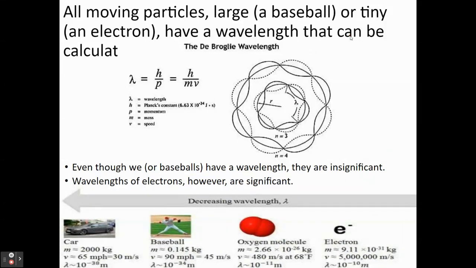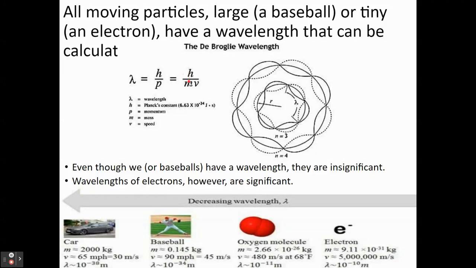So one interesting thing about waves is that essentially everything has a wave. You have a wave. This car has a wave. A baseball has a wave. An oxygen molecule is a wave. But they're not really significant for big objects like us or like the ball, because the bigger the object is, the smaller the wavelength. You can calculate a wavelength using this formula here. This is wavelength over here.